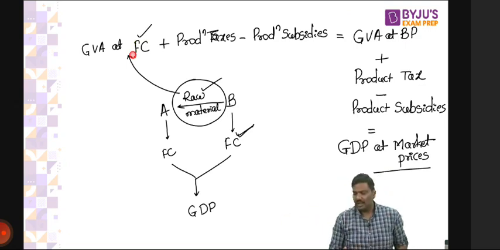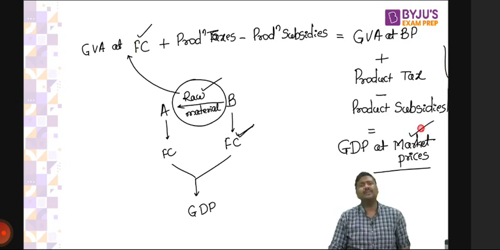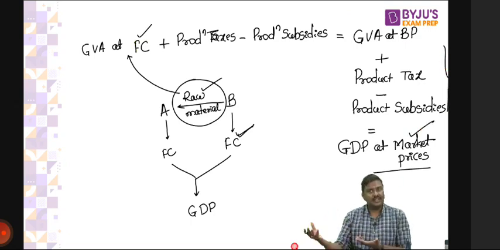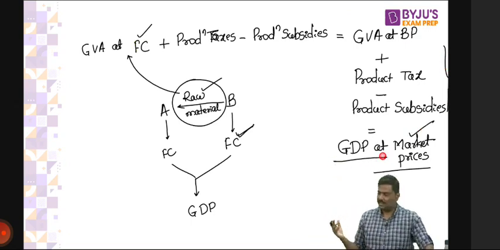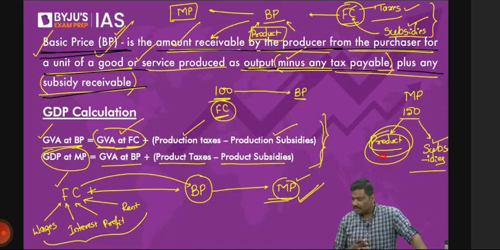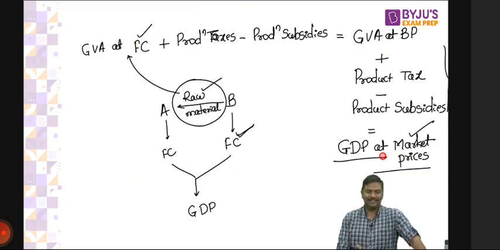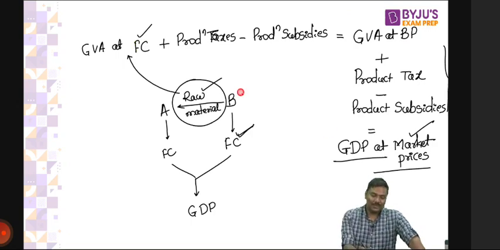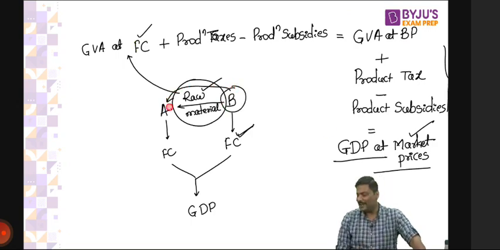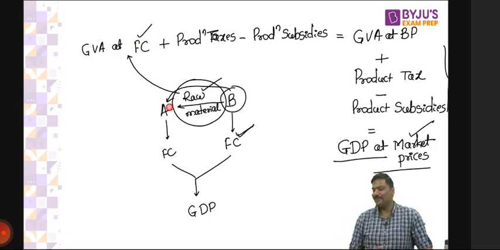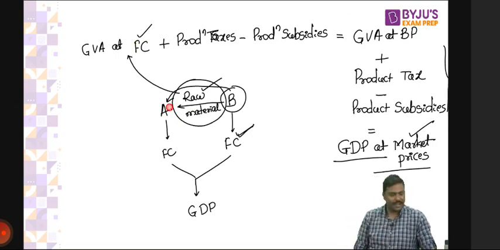And once you adjust for product taxes and product subsidies, you will get market prices. Market prices of what? All the final goods and services. That's the reason I've written GDP at market prices. Okay, so this is how the GDP is calculated, right? A and B will be having GVA. B has sold raw material to A. Understand this, B has sold raw material to A. So whatever B's production is there, it is already accounted in the value of A. How can you count both of them separately? You should not count it. You're basically counting it twice. Okay? And this is how GDP is calculated.